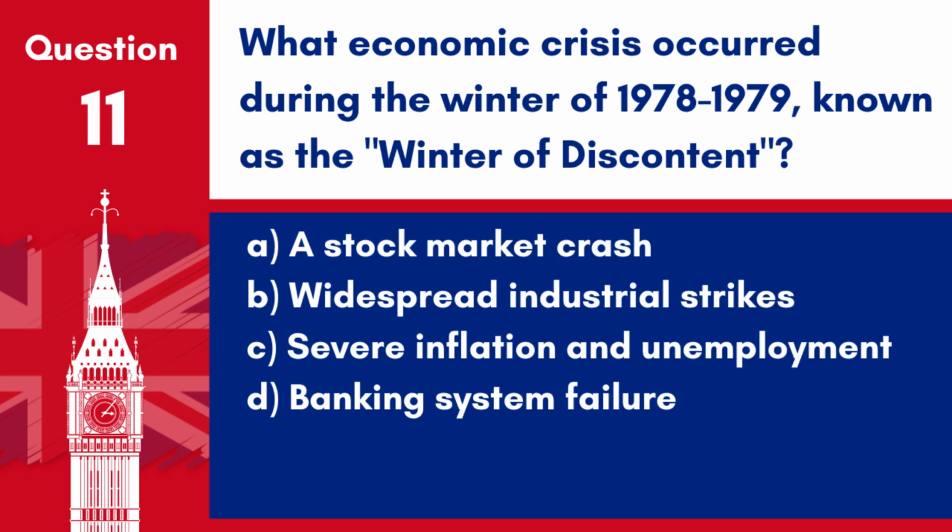Question 11. What economic crisis occurred during the winter of 1978 to 1979, known as the Winter of Discontent? A. A stock market crash. B. Widespread industrial strikes. C. Severe inflation and unemployment. D. Banking system failure.